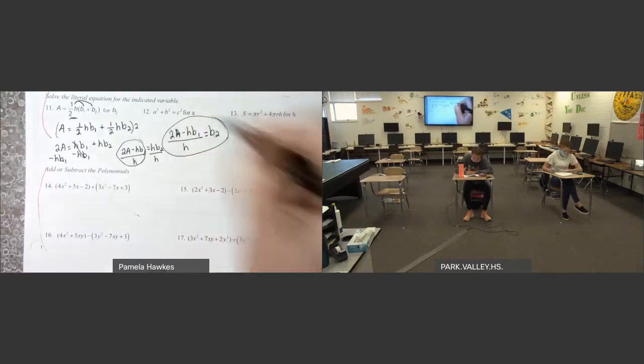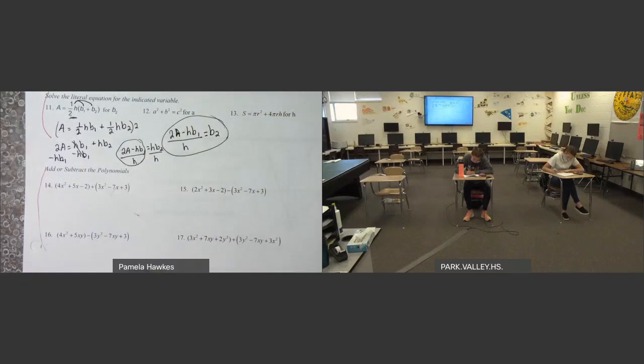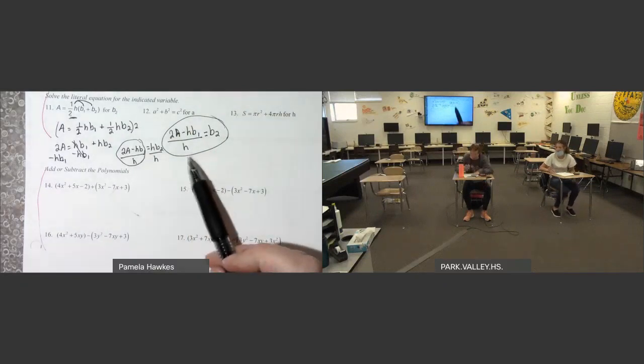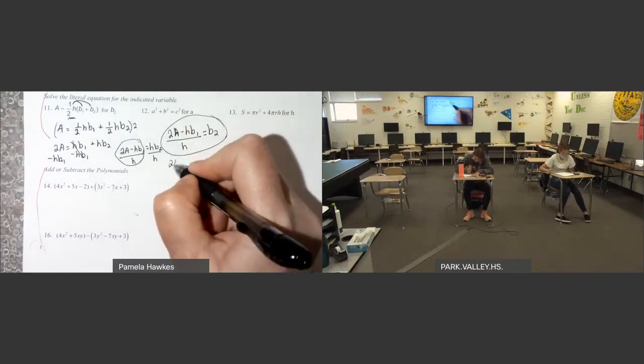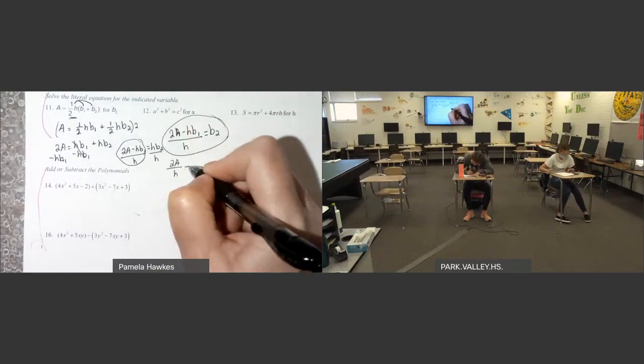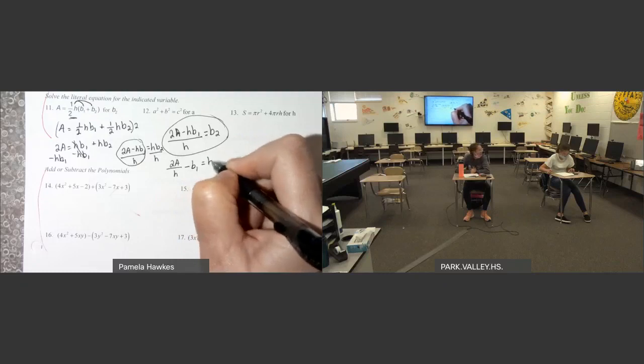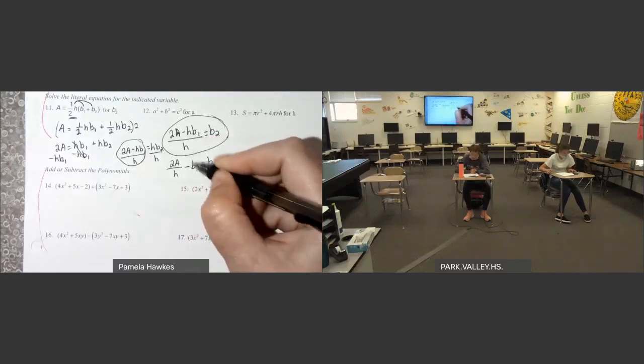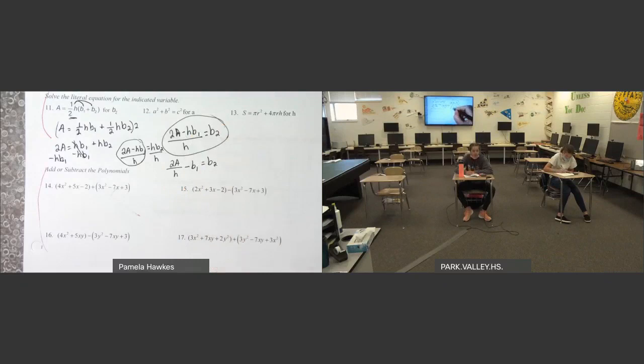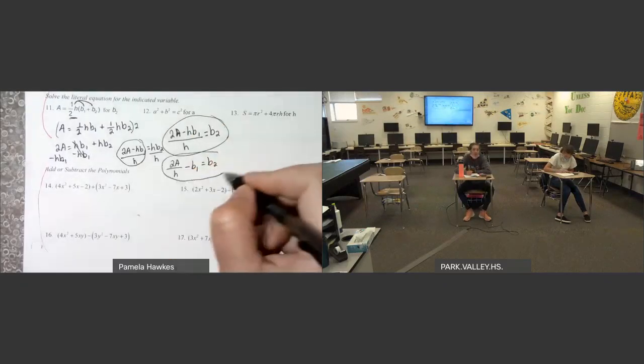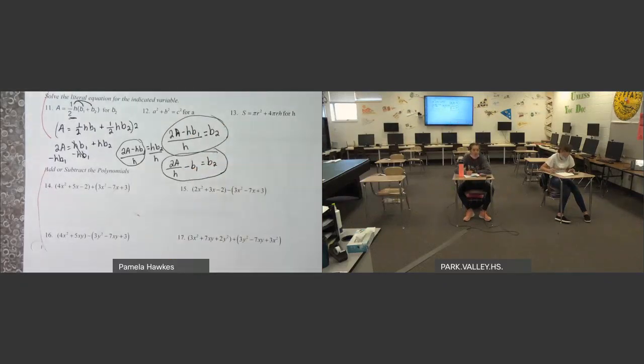Now, some of you got a different answer, right? Because maybe you didn't multiply first. Maybe you didn't simplify the fractions. Maybe you just did it that way. You'll get the right answer. This is maybe the simplest. You could have 2A over H minus B1 is equal to B2, because an H divided by an H will cancel, and the H goes under all of them. You could have this answer too, okay? But those are the simplest answers.